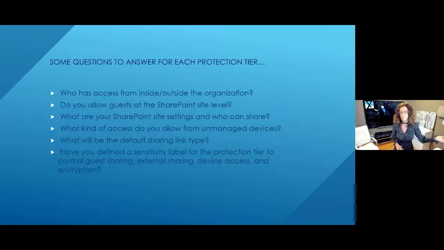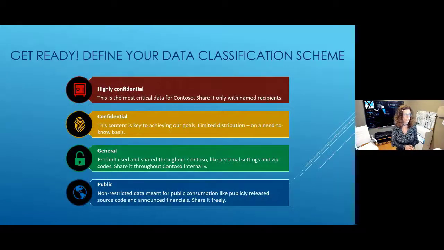Here are examples. This is not the exhaustive list, but it is a list of questions to kind of get you started thinking about each one of the tiers and maybe how you might want to have those defined. The last bullet point is defining a sensitivity label for the protection tier to control those things, which gets you into your data classification scheme.